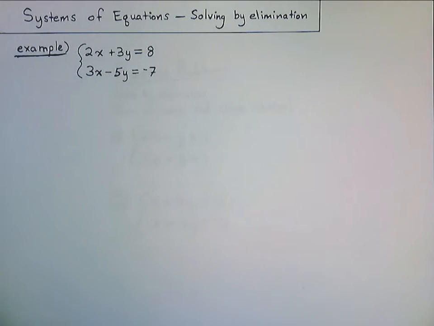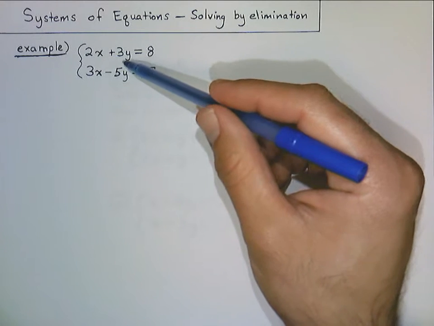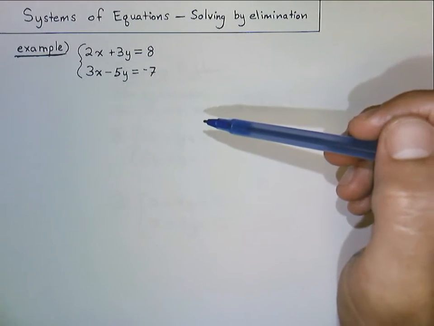V. Hill. Today we're talking about systems of equations and solving them by elimination. So again, we're just going to go through a quick example here. We got this system that we want to solve. 2x plus 3y is equal to 8, and 3x minus 5y is equal to negative 7.